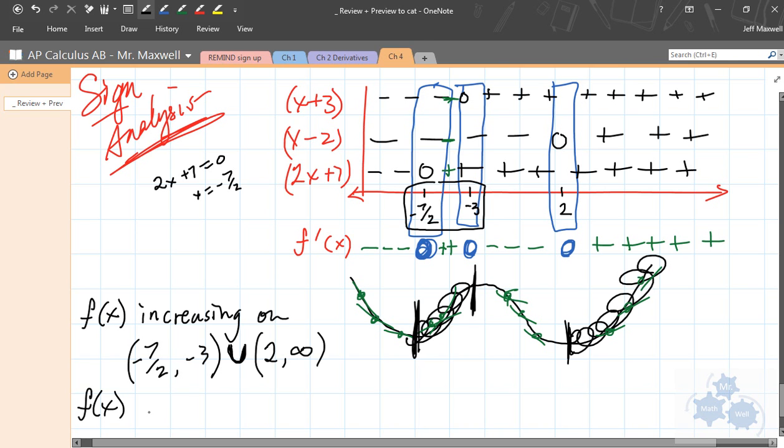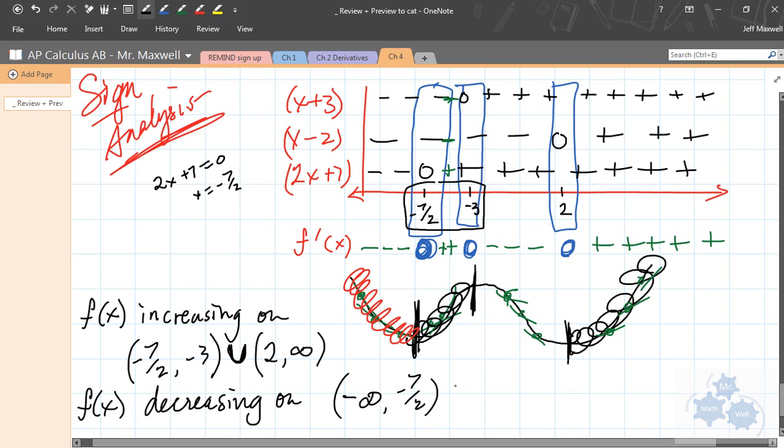f of x is decreasing on the intervals, and if we just look at where we have negative slopes, that's negative infinity all the way up to negative 7 over 2, and also in union with this interval right here where it's decreasing. So that's from negative 3 to positive 2. And this would be your answer. That's where the function is increasing and decreasing.